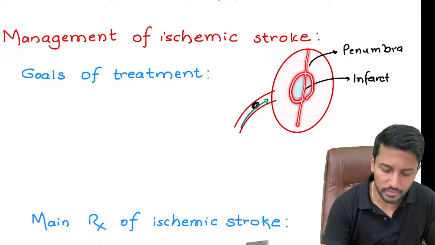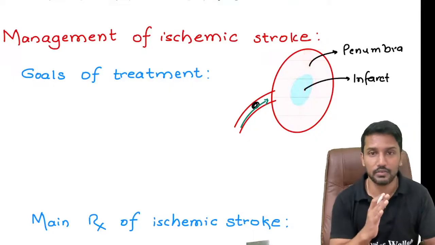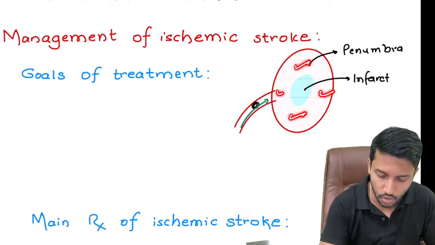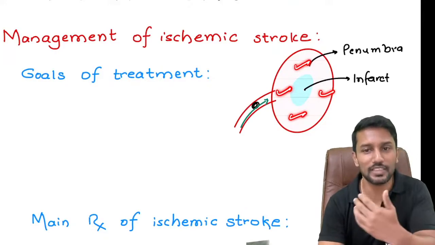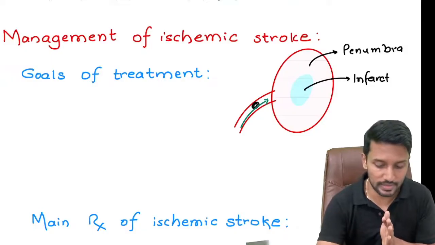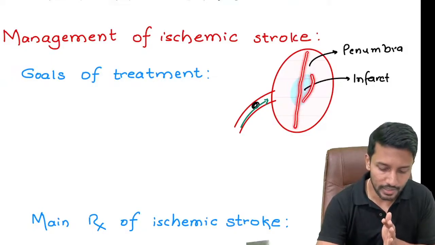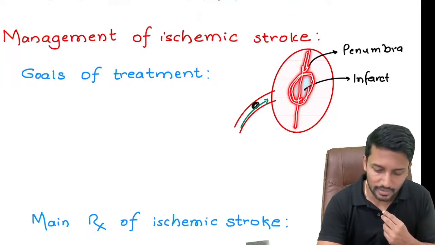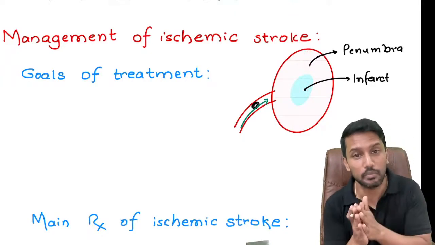This much is non-recoverable, but the remaining penumbra is recoverable. So if I recover the penumbra and make it functional, make it normal, can I expect improvement in the weakness? Absolutely yes, because the weakness I see is a combination of infarcted area as well as the penumbra. I cannot get back the infarcted area, but the penumbra I can get back.